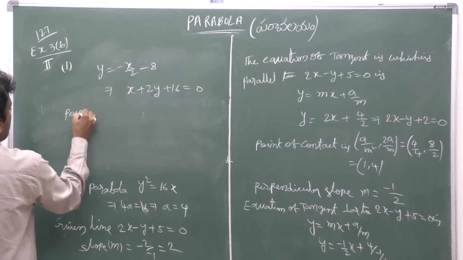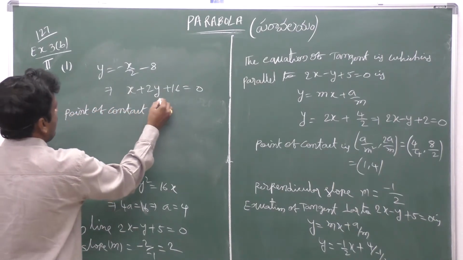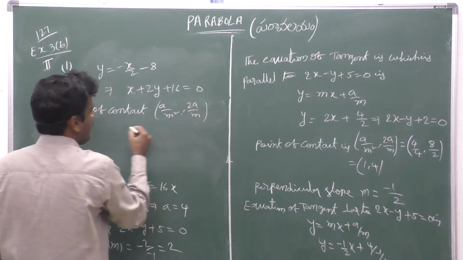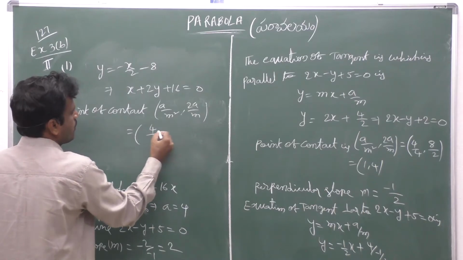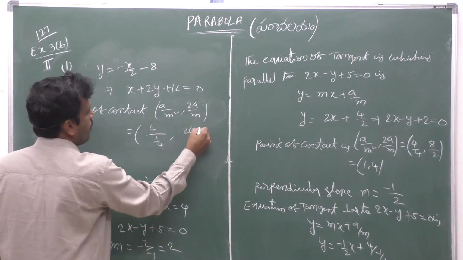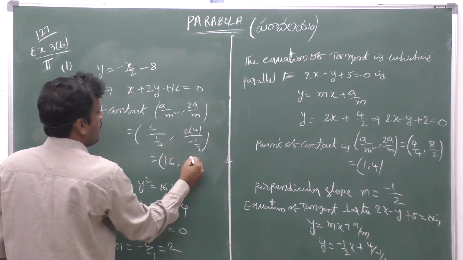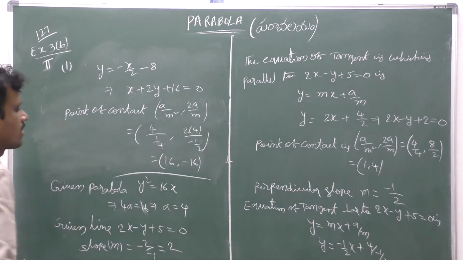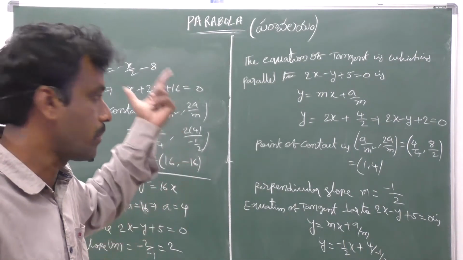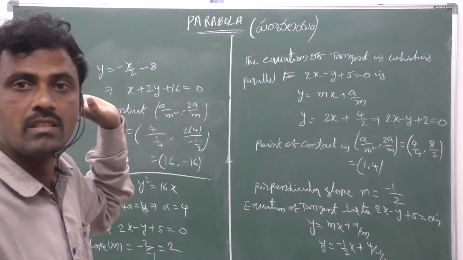Point of contact a by m square, 2a by m. That is a means 4 by m square, 1 by 4, 2a, 2 into 4 by minus 1 by 2. That is 16 comma minus 16, which is the point of contact of the perpendicular tangent to the given parabola y square equal to 16x.